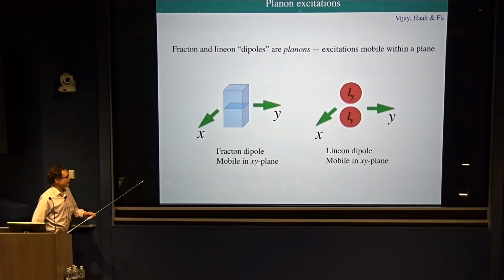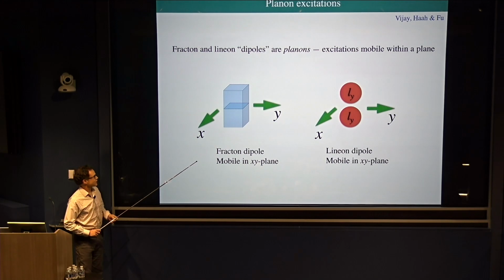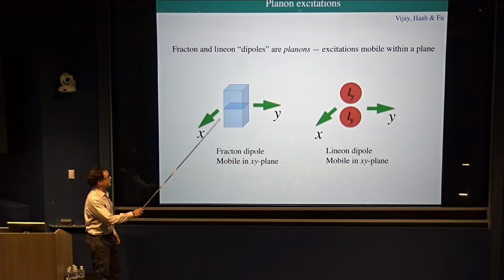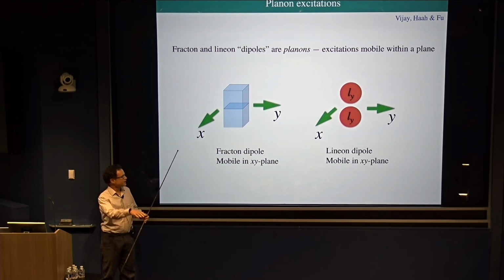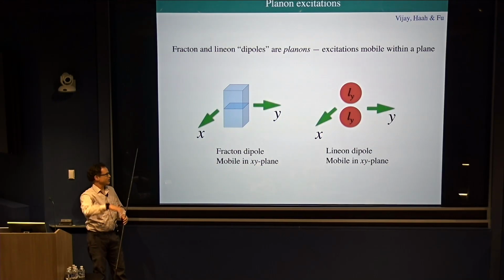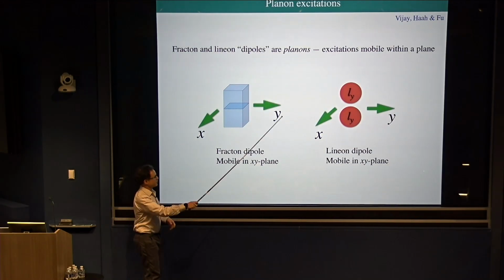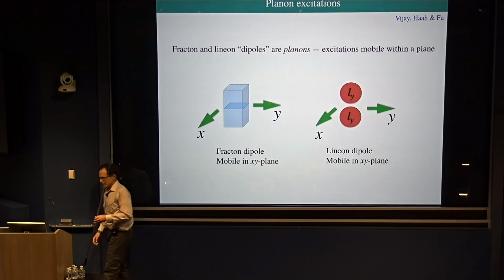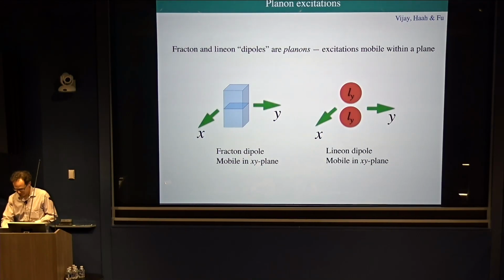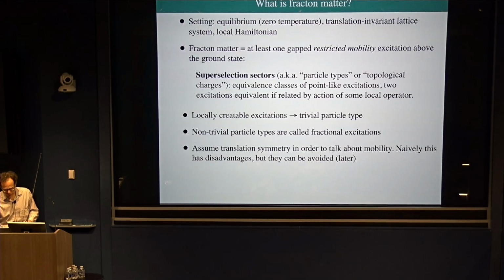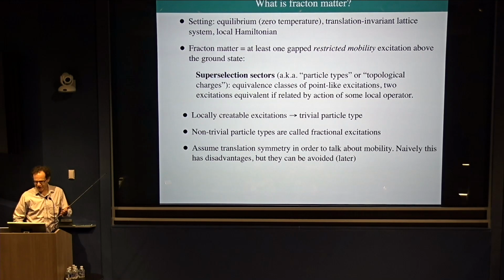The X-cube model has other kinds of excitations with different restricted mobility. If you take two of these cube excitations and put them together, you get an excitation that can move in an XY plane. Similarly with two line-ons, and excitations like this are called plane-ons. Okay, so now let's back up a little bit.